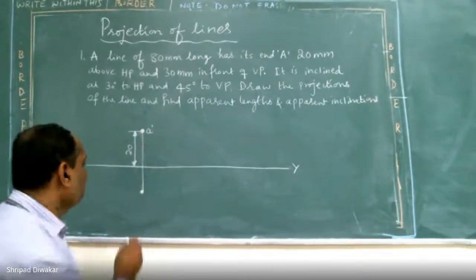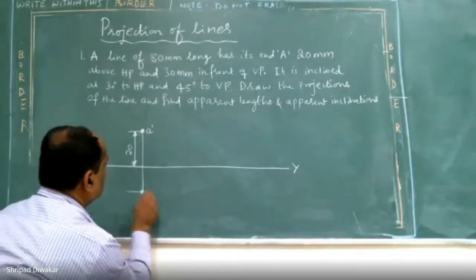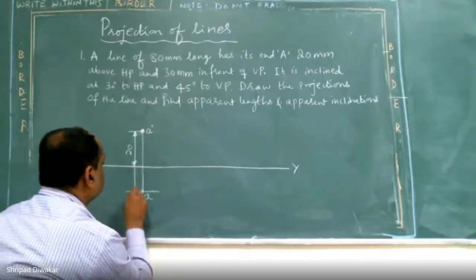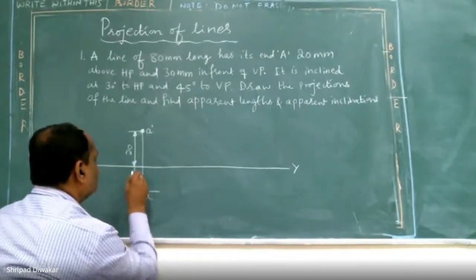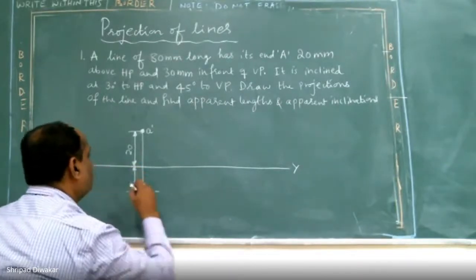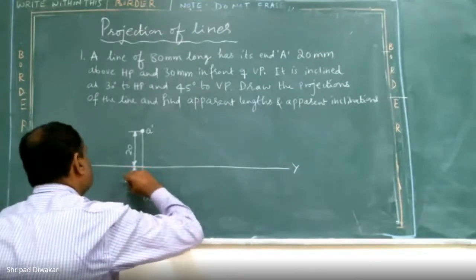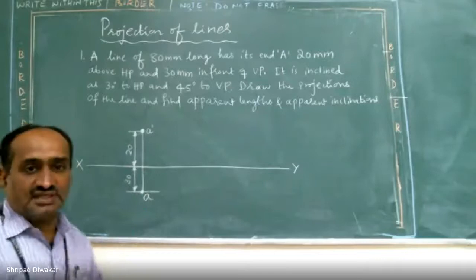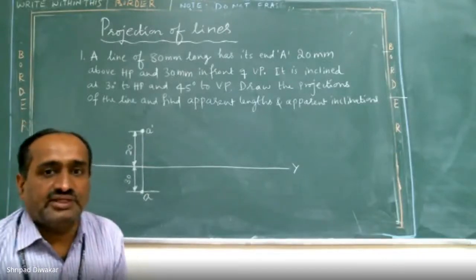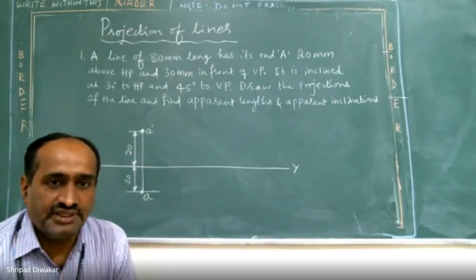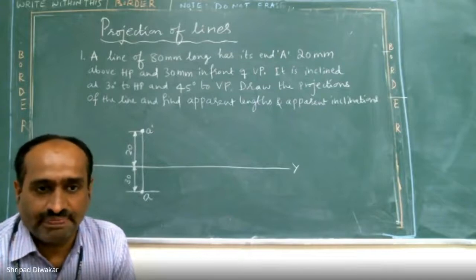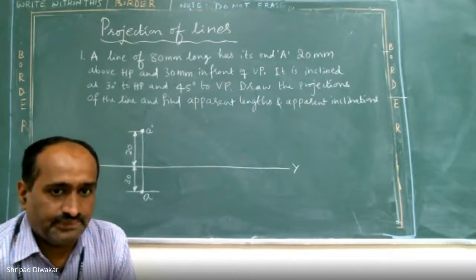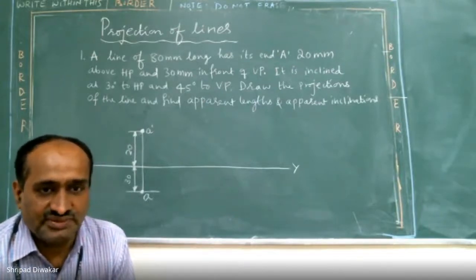Next, you have to locate the front view at a distance of 30 mm. Okay, so I located the front view and top view of point A. Understood? Any doubts in this one? Already you learned this one.